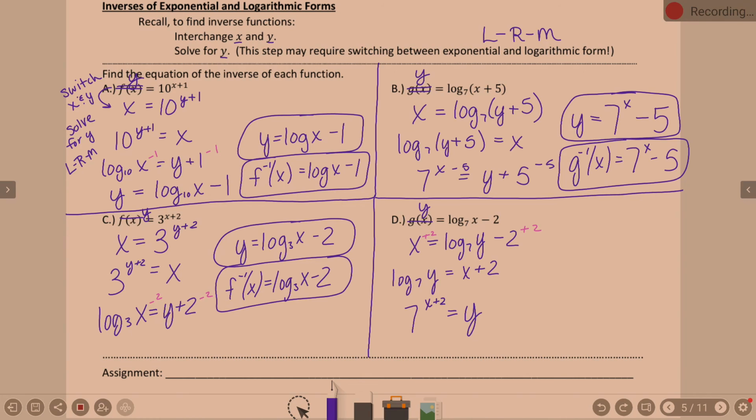And in this case, we're done? Yep. We're solved for y. So you can write this as y equals 7 to the x plus 2, or g inverse of x equals 7 to the x plus 2.